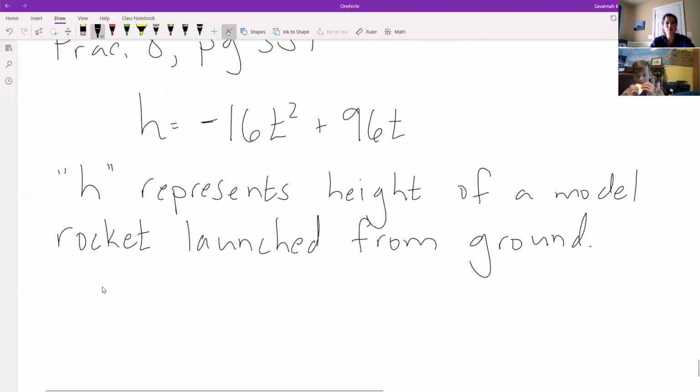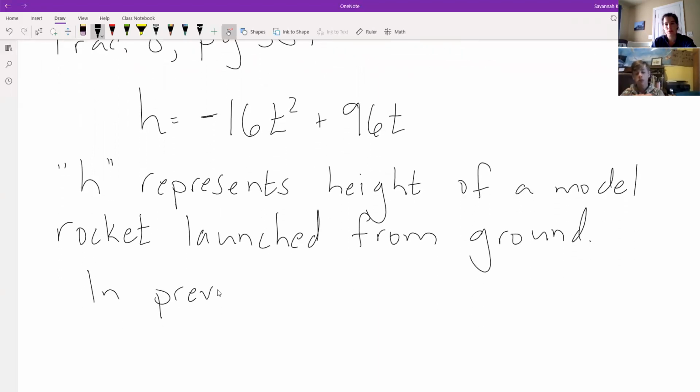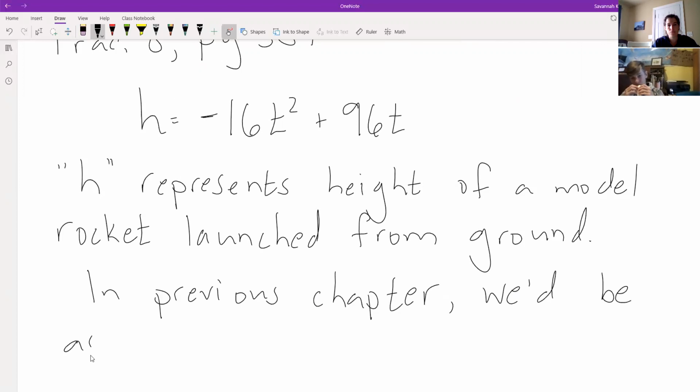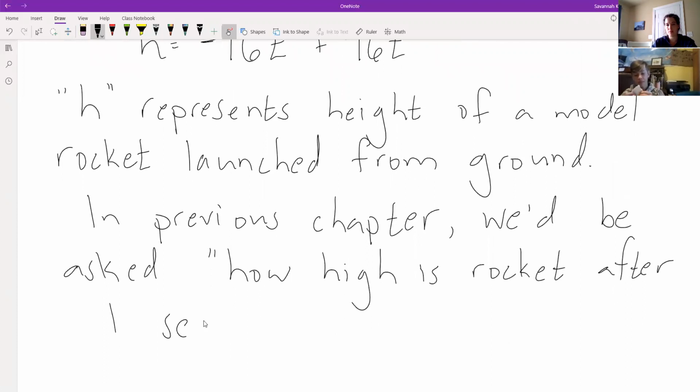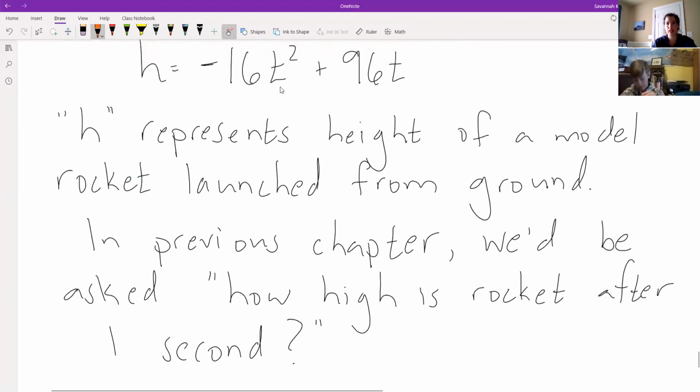Previously, in a previous chapter, the types of questions that they would ask us would be something like this. Something like, how high is that rocket after, say, 1 second? And what that would require you to do, your 1 second is your time.